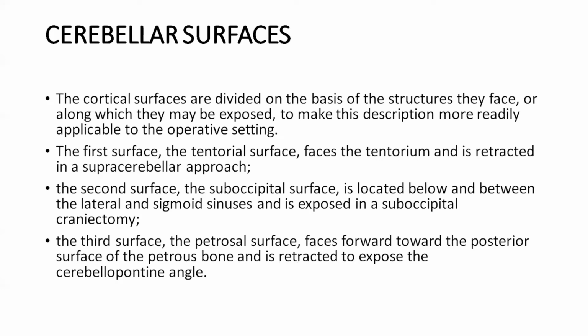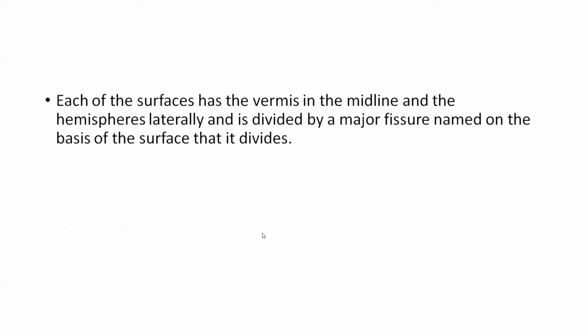So we talked about the three surfaces that are important. The first is the tentorial surface, the second is the suboccipital surface, and the third is the petrosal surface. Now we know that cerebellum has hemispheres and cerebellum has a vermis portion. So each of the three surfaces is divided into a vermian portion in the midline and the hemispheric portion laterally. And these surfaces are divided by a major fissure, which is named on the basis of the surface that it divides.